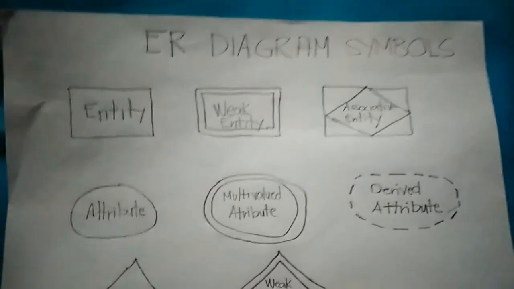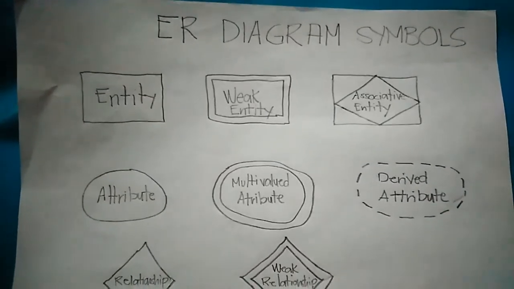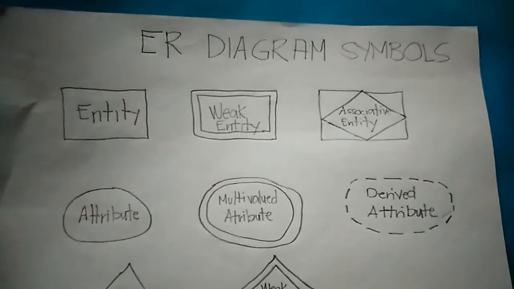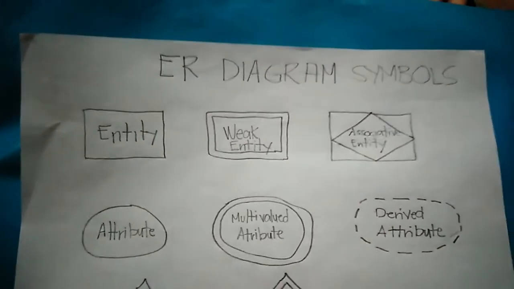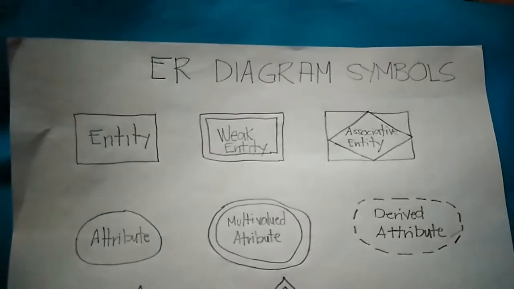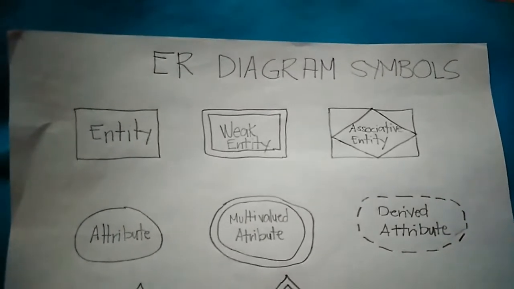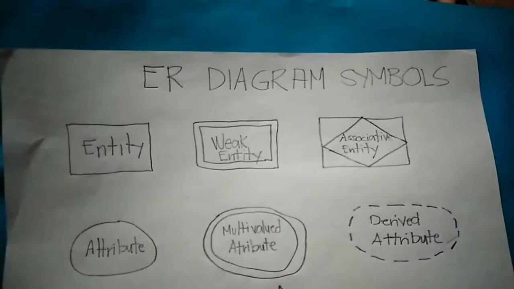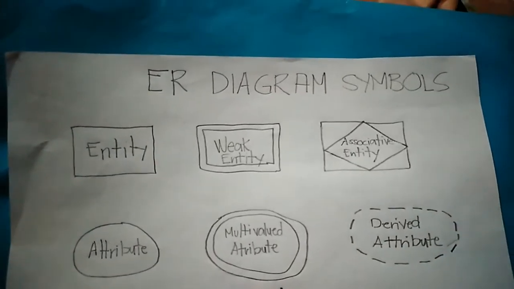The next one is the associative entity. It's a term used in relational and entity relationship theory. A relational database requires the implementation of a base relation to resolve many-to-many relationships.